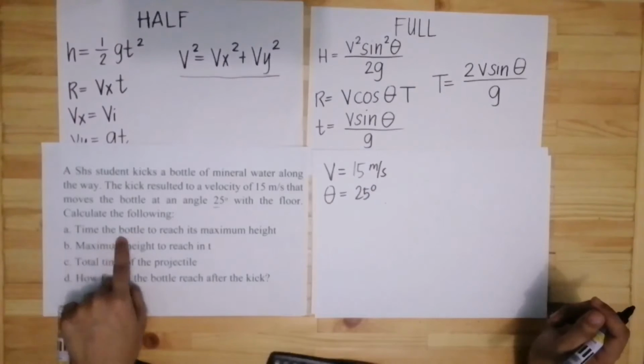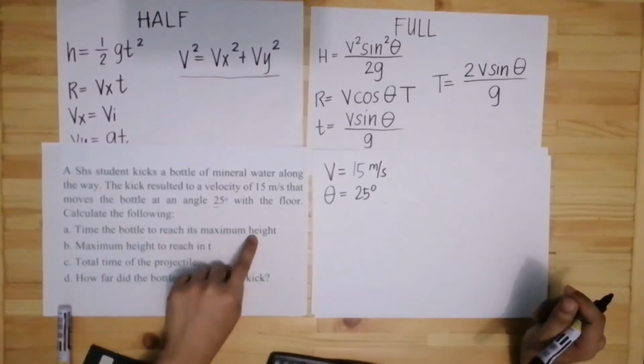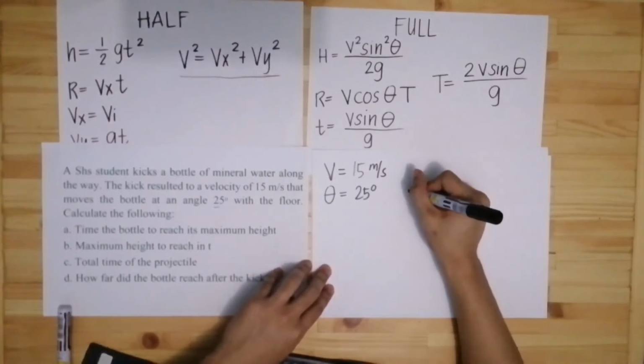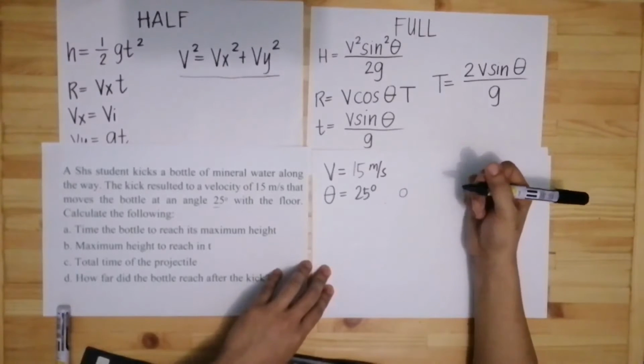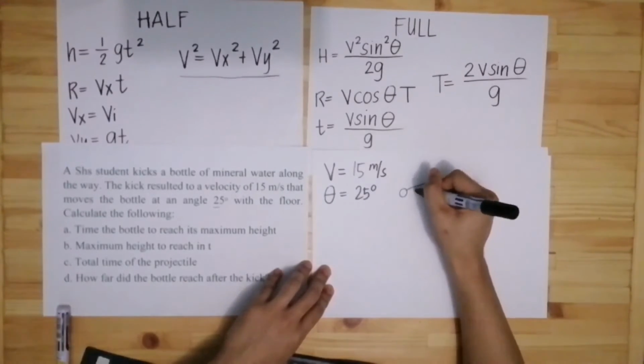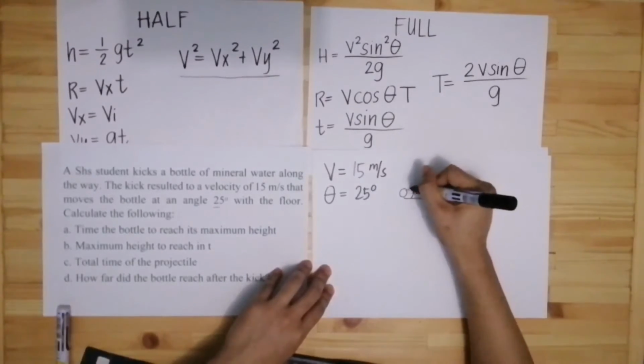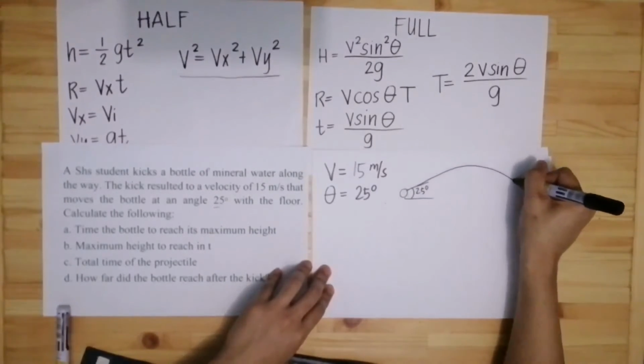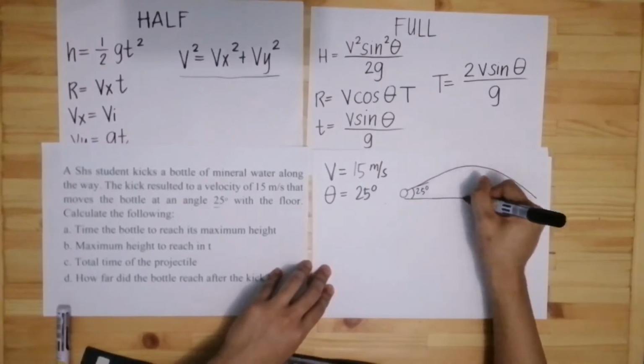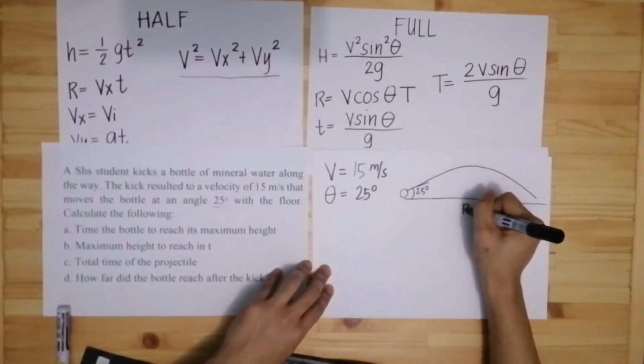So, let's calculate the following. A, time the bottle to reach its maximum height. So, kung i-illustrate natin, ito yung bottle. Sinipa siya at 25 degrees from the ground. So, lagay tayo dito ng representation. Ang range natin ay ito.